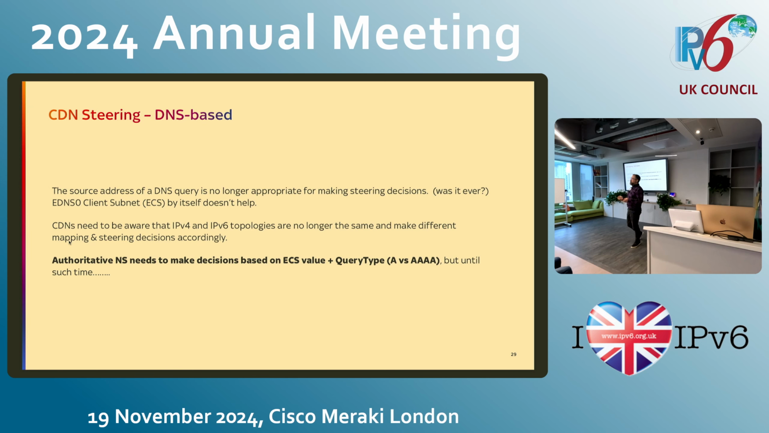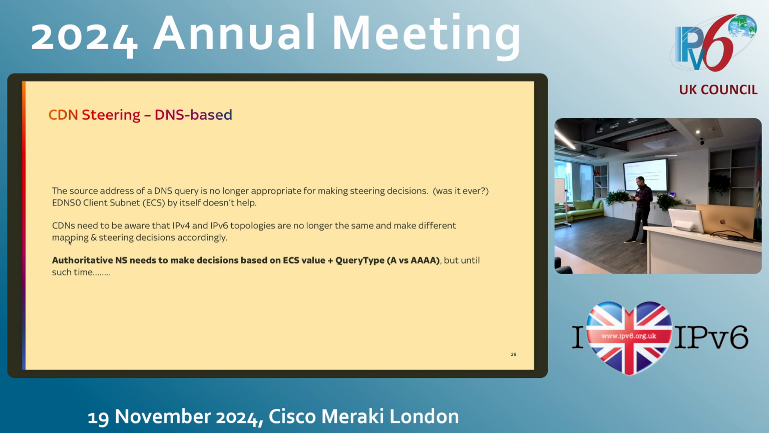So some CDNs use the source IP of a DNS query to make their steering or mapping decisions. This has historically been the source IP of the recursive name server, until EDNS0 Client Subnet, or ECS, came along. What that does is embed the original source IP of the client into the DNS query payload itself, so that the authoritative name servers can make more informed mapping decisions. This still doesn't help us for our current use case, though.